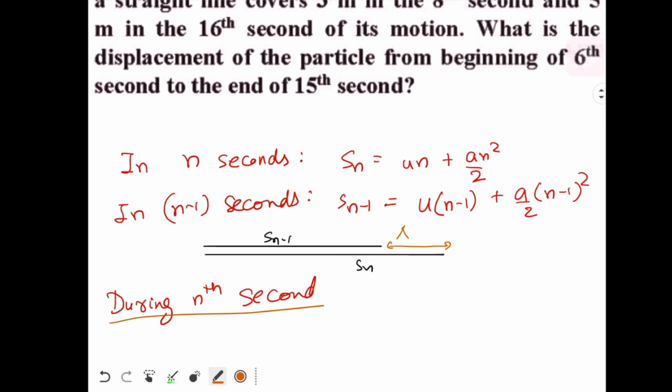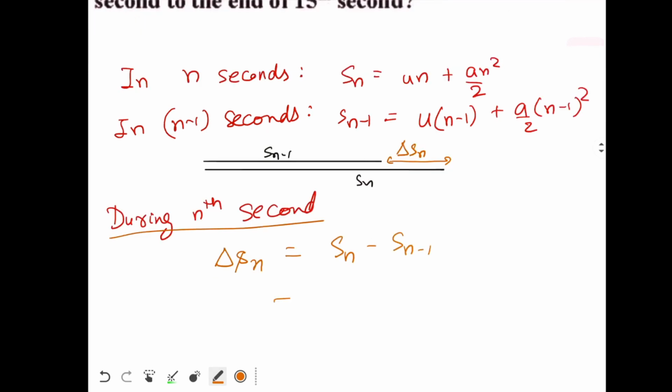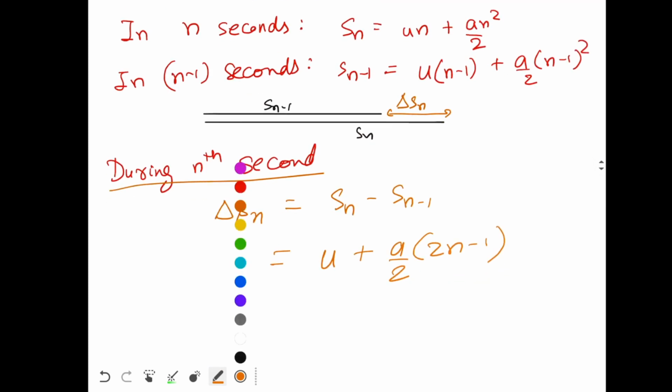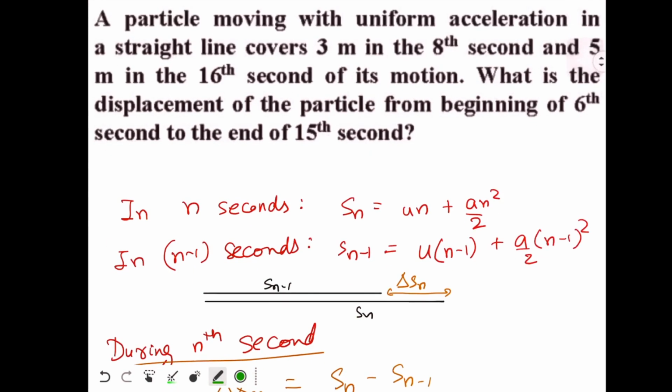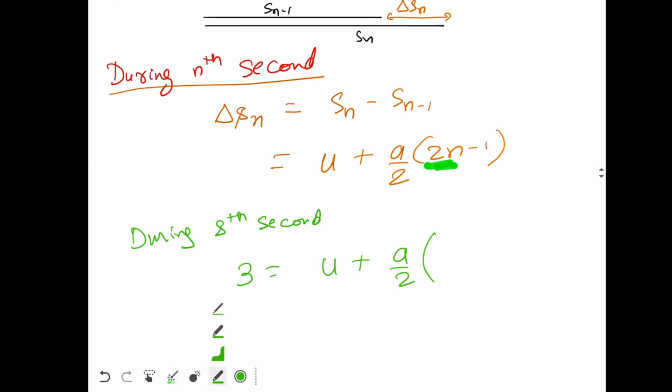If we call it delta S at the nth second, then delta S of the nth second will be Sn minus Sn minus 1. When you subtract these two, you will get u plus a by 2 into 2n minus 1. We will be using this formula now. So in the question, what is given? During the 8th second it is covering 3 meters. So 3 meters is equal to u plus a by 2 into 2 into 8 minus 1, so 16 minus 1. So this is equal to u plus 15 by 2 a.